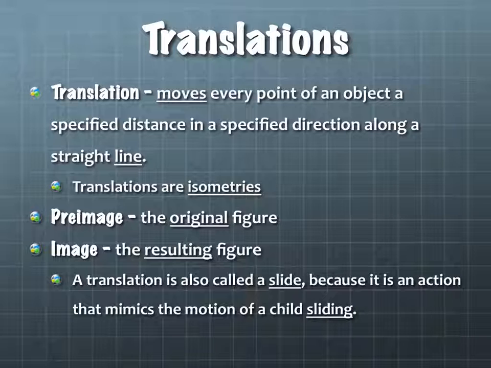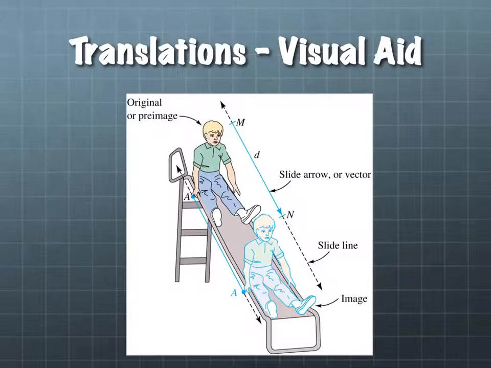Pre-image, I mentioned this before, I told you it was coming up. Pre-image is the original figure and the image is the resulting figure. And another phrase that means the same thing as translation is a slide. So translation is also called a slide because it's an action that mimics the motion of a child sliding. And you've got the picture and I do too. So the child is in the exact same position at the top of the slide as they are at the bottom of the slide. I mean, they may be smiling more or something, I don't know. But you know what I mean, right? Nothing changed except their position, their location. So sometimes you'll hear this translation thing called a slide. Okay, everybody good with that one?